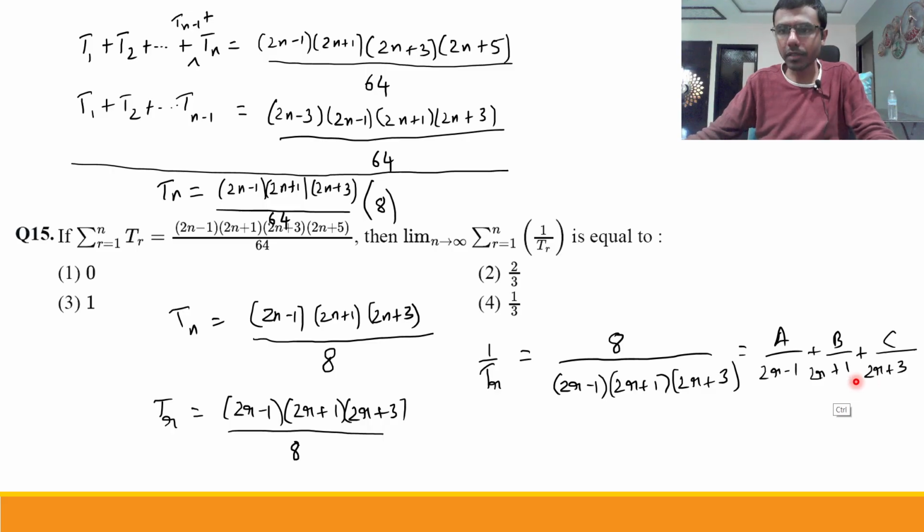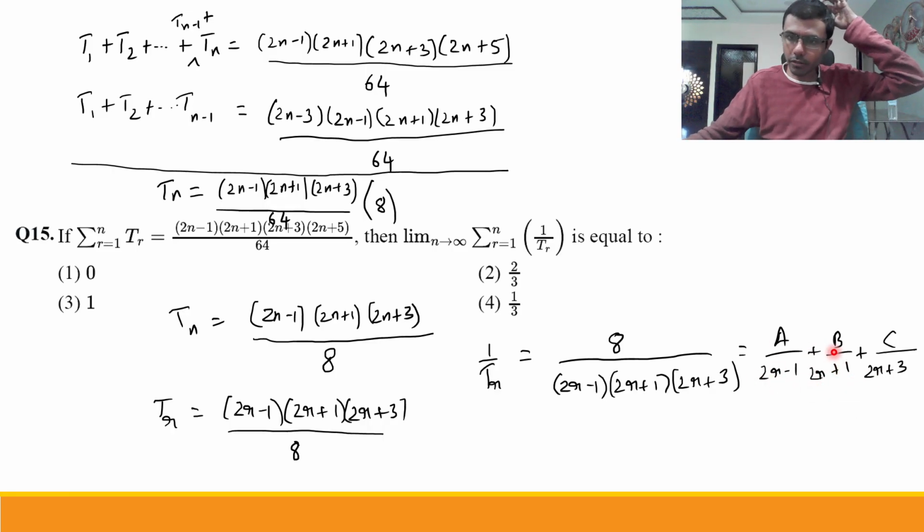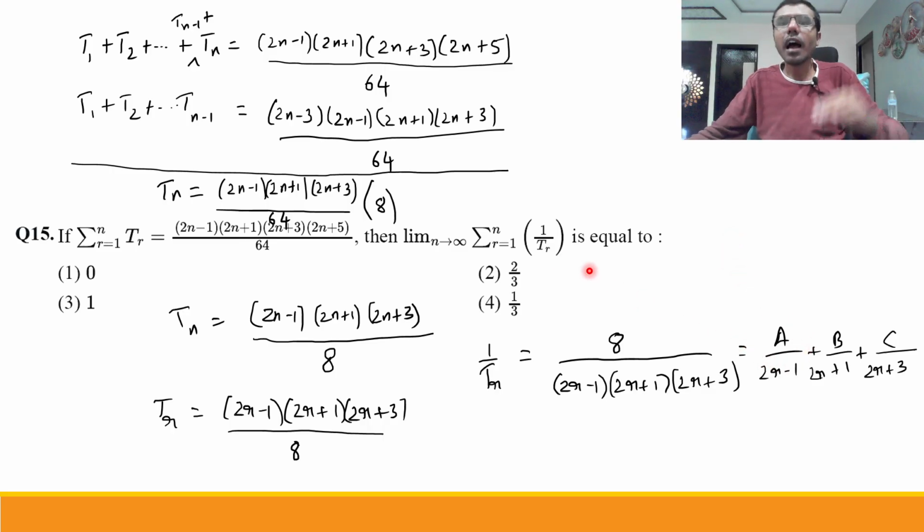Now find out A, B, C. You'll get a pattern. Partial fractions is your job, I'm not going to do it. After that, before you apply sigma, also group them properly. Then you will get a pattern. You will get a series which would get cancelled. And then after that, ultimately you can apply limit n tends to infinity.